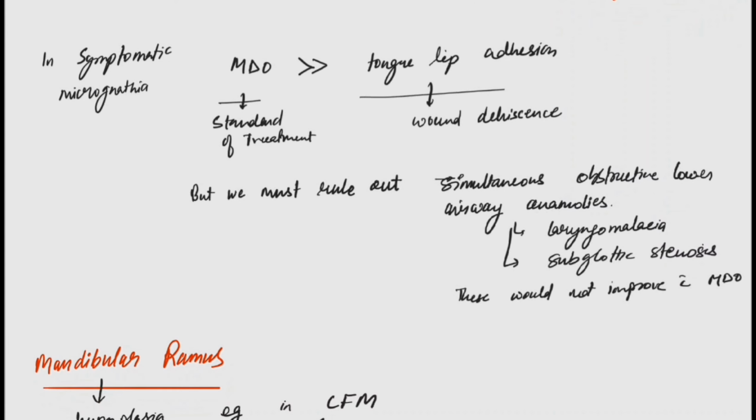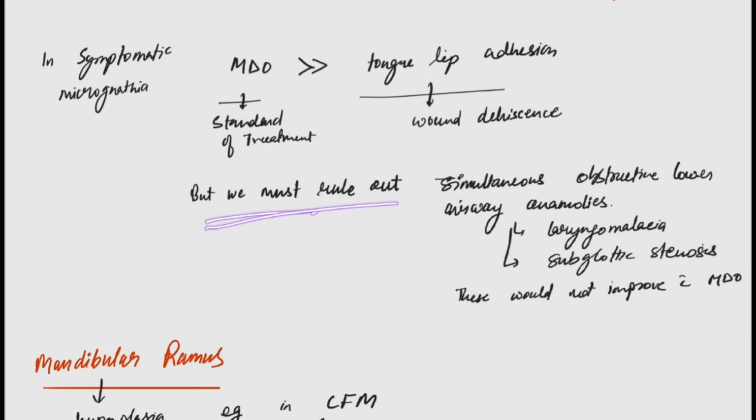We have found that in symptomatic micrognathia, mandibular distraction osteogenesis is better than the previously done tongue-lip adhesions because there are chances of wound dehiscence in tongue-lip adhesions. Therefore, MDO is the standard of treatment.